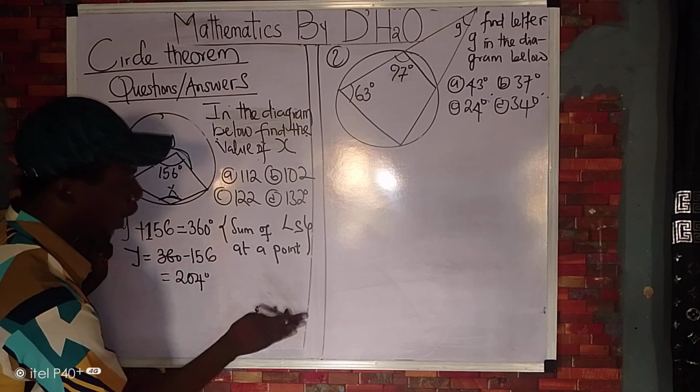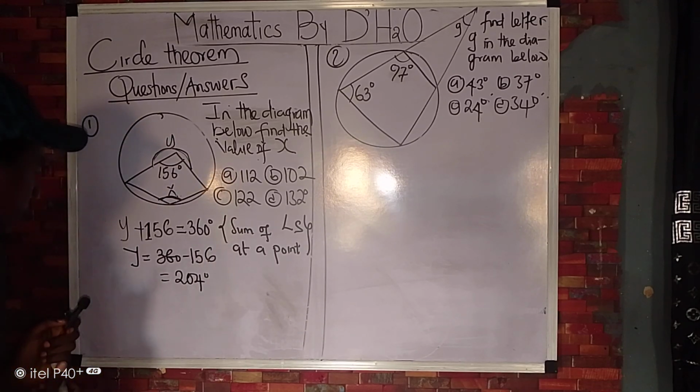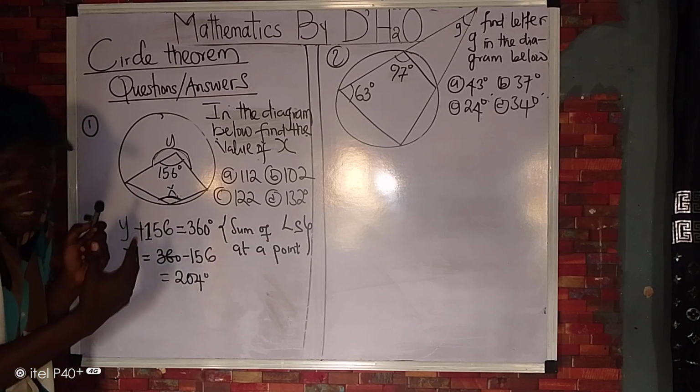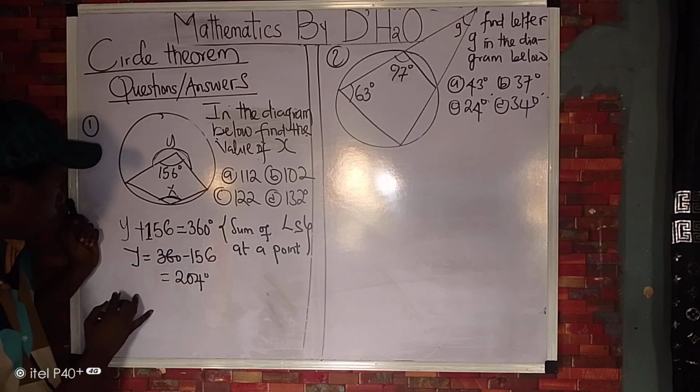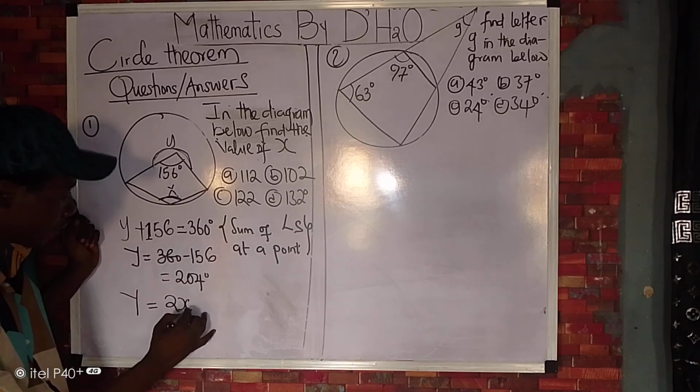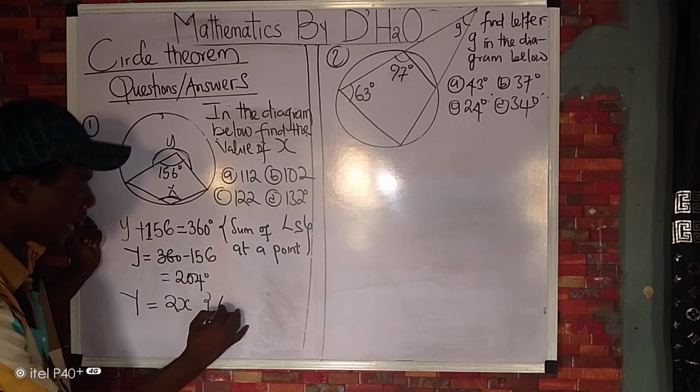204 degrees. Wow, that's very interesting. So if y is 204, remember that y and x work together. By the first theorem of circle geometry, the angle at the center is 2 times the angle at the circumference. Please state your reason.